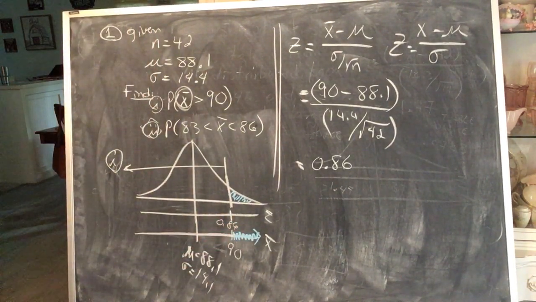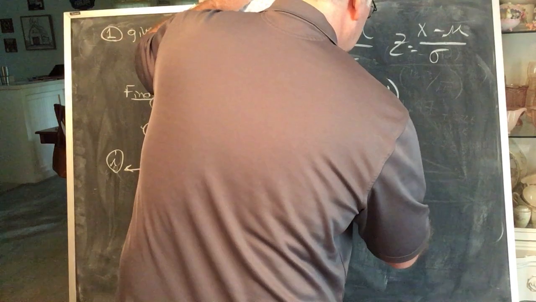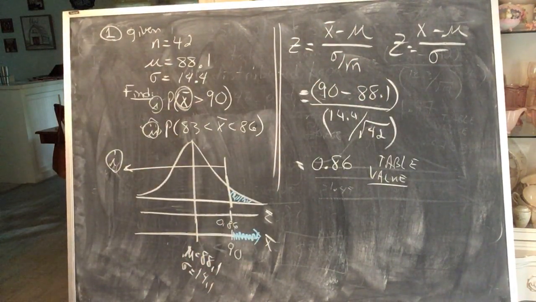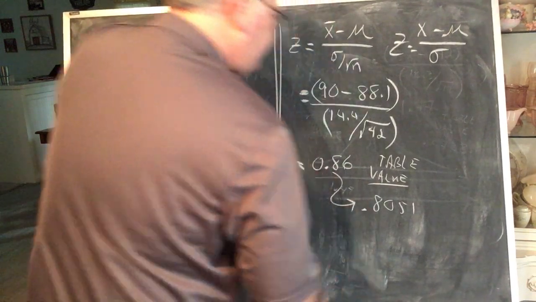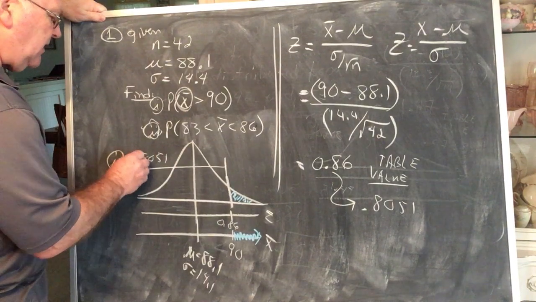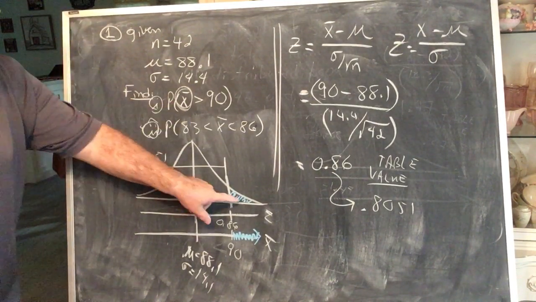I need the table value for 0.86. So I have 0.86. I have 0.8051, the table value, that goes on the arrow. That is not what we're looking for. We want to find everything else.